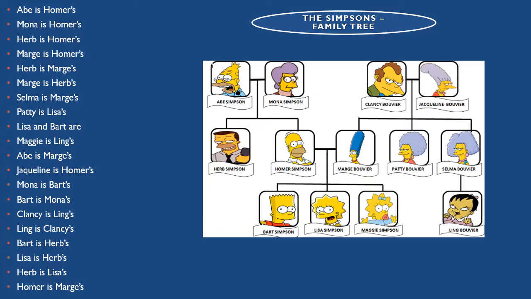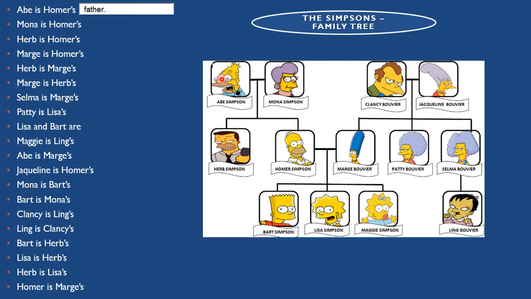Also, we have Clancy Bouvier and Jacqueline Bouvier. They got married and had 3 kids, Marge Bouvier, Patty Bouvier, and Selma Bouvier. And last one, Lynn Bouvier, who is Selma's daughter.